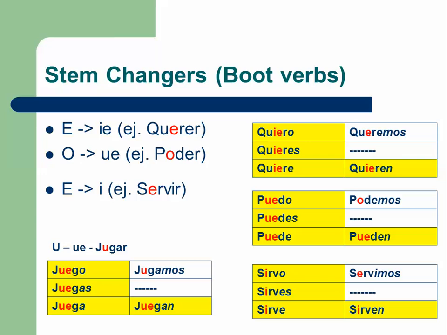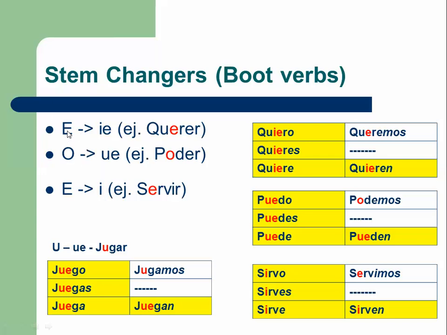These are also called boot verbs because they change in the shape of a boot, if you can kind of see that. It's tall on one side and flat and short on the other, so people call that the shape of a boot. So there's three types of stem change. Remember, you have E to IE, O to UE, and E to I. There's very few stem changers that are E to I, so the two that you have to worry about are E to IE and O to UE.